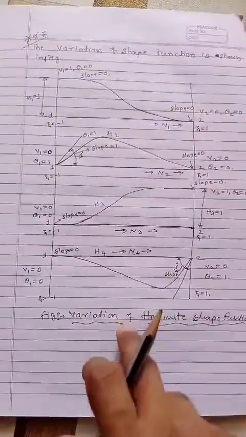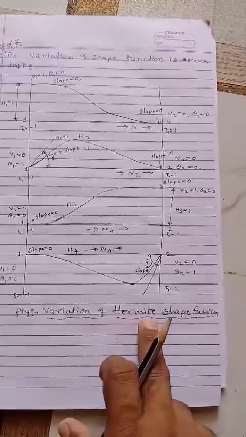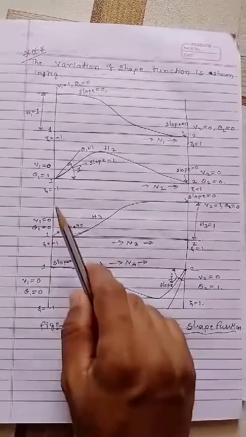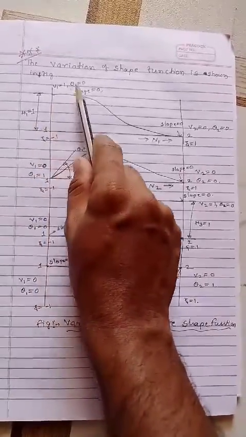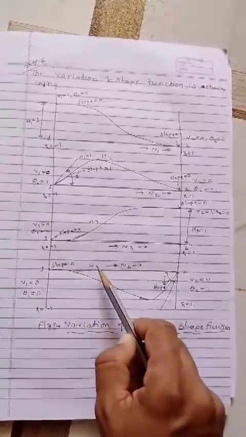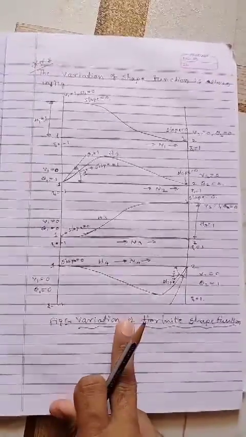So this is the variation of the Hermite shape functions, and these are the conditions. Here is H1, H2, H3, and this is the value of H4, the Hermite shape function of the fourth element. The H1 value is V1, and theta is the slope, as already said, the variation in the slope, and this is H3 and this is H4. So here we come to the end of the Hermite shape functions of a beam element.